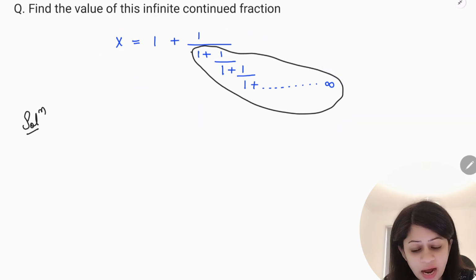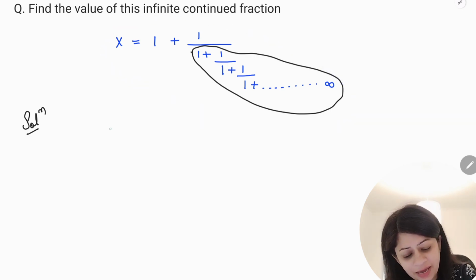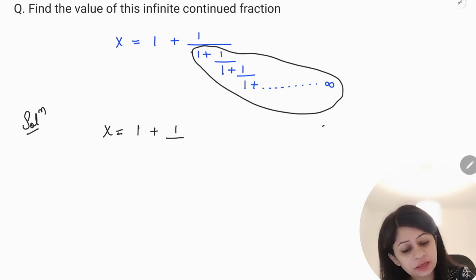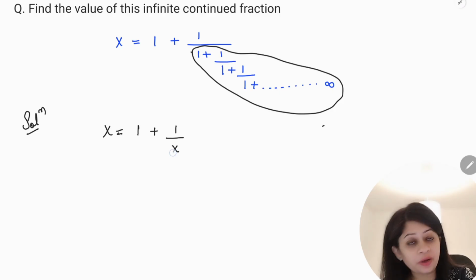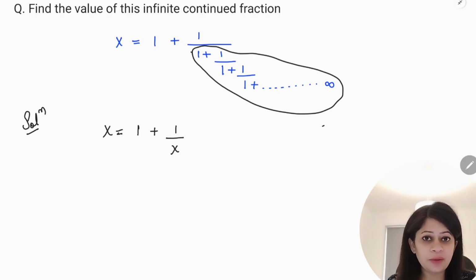So how can I write it? I can write it as x is equal to 1 plus 1 upon this quantity, and this thing is also equal to x only. So I will write it as x equals 1 plus 1 by x. Are you getting my point?